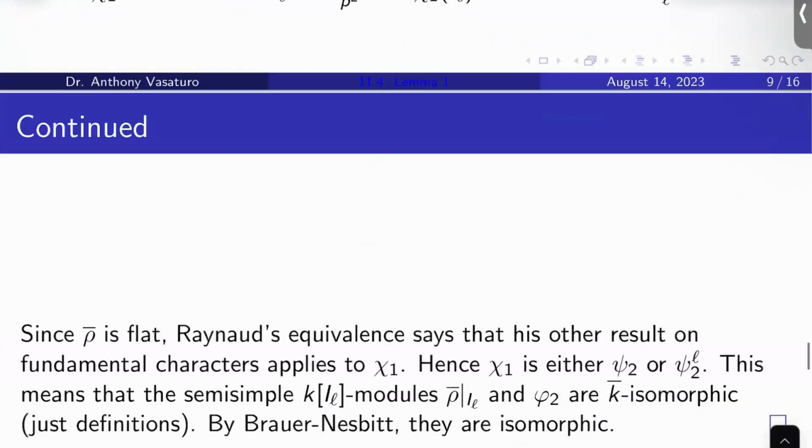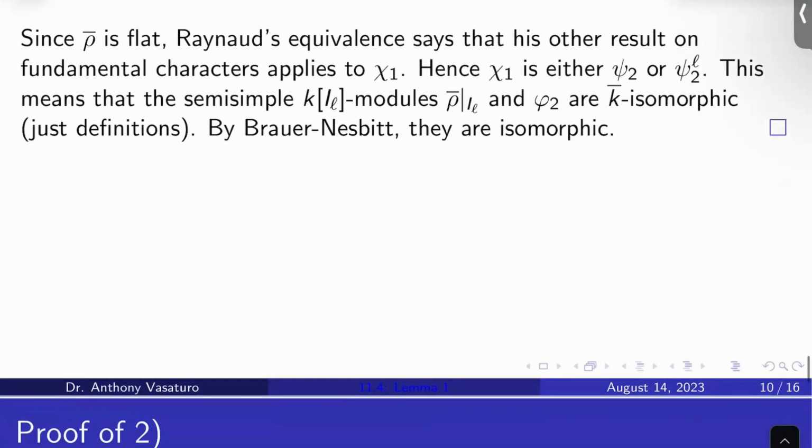Okay, so let's continue. Since rho bar is flat, Raynaud's equivalence of categories says that his other result on fundamental characters, that is the last result from chapter 5, remember we proved two major results from him, actually applies to chi1. Well, that means chi1 is either psi2 or psi2 to the L. Psi2 is our fundamental character, okay?